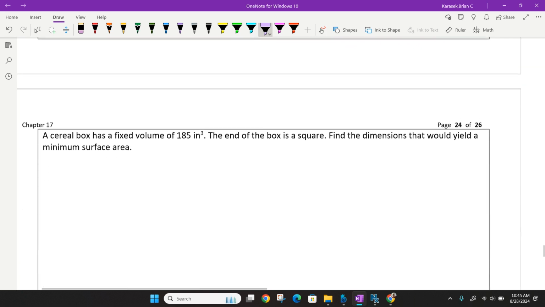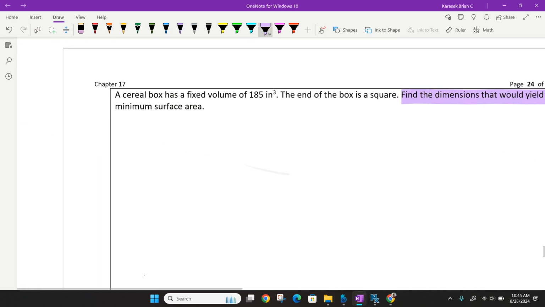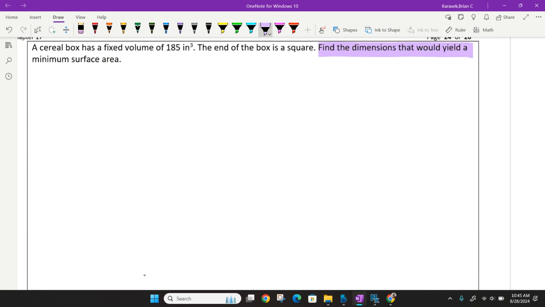All right, moving on. Let's take a look at another problem. It's a little more complicated, but at its core is the same problem. All right, so we have a cereal box with a fixed volume of 185 cubic inches. The end of the box is a square. Our job is then to find the dimensions of the box that would yield a minimum surface area.